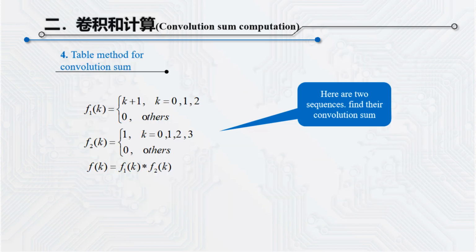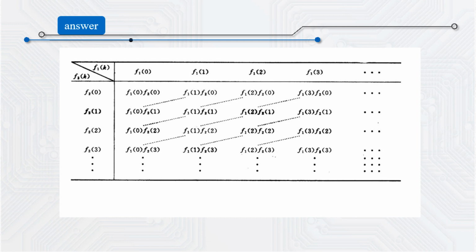The fourth method is the convolution sum table method. So, what's the process of solving with a table? Let's illustrate it with this example. So let's start with a table. The table's rows represent the first sequence. The columns represent the second sequence. So each position in the table is the result of multiplying the corresponding elements of these two sequences.